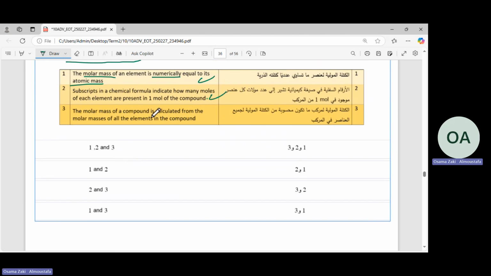The molar mass of the compound is calculated from the molar mass of the elements in the compound. Yes, that's correct. So let's stop here.